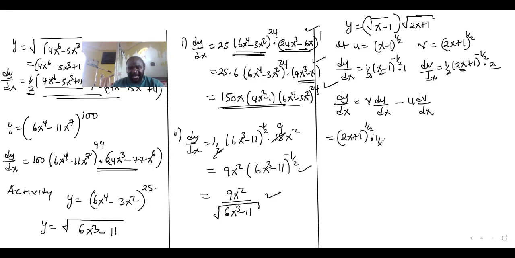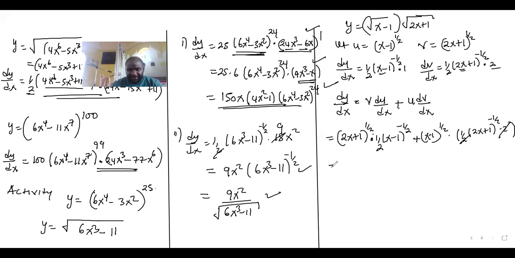du/dx is a half of x minus 1 power negative a half, times 2x plus 1 power a half, plus x minus 1 power a half times dv/dx. Those who missed those lessons, you should visit my YouTube channel. That's why I put that channel for you guys, to always go and recap what you've missed. dv/dx is a half, brackets, 2x plus 1 power negative a half times 2. I could have lost this 2 already for easy simplifying. Yes, this is a plus, not a minus.